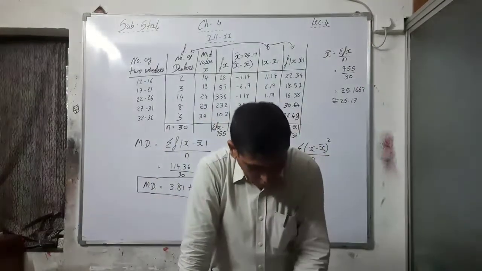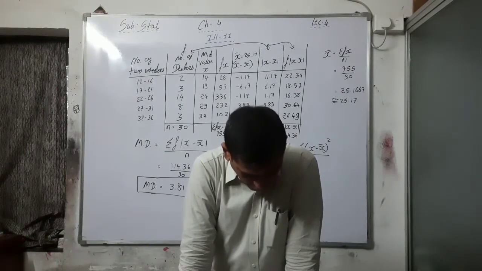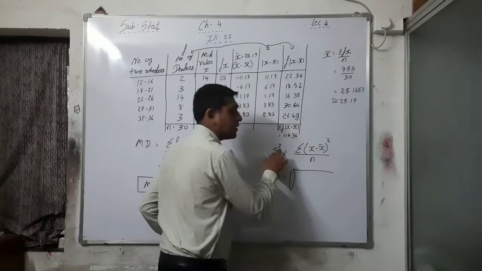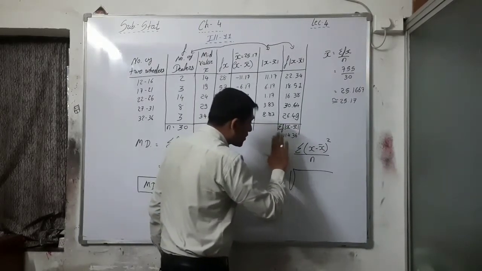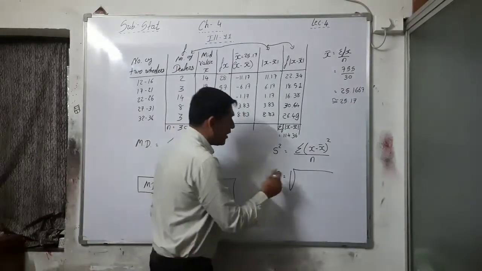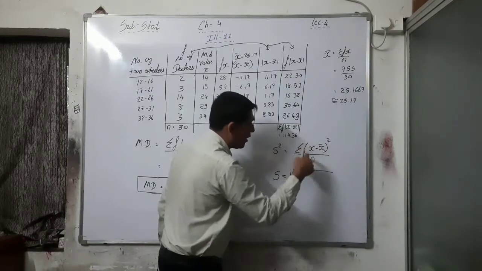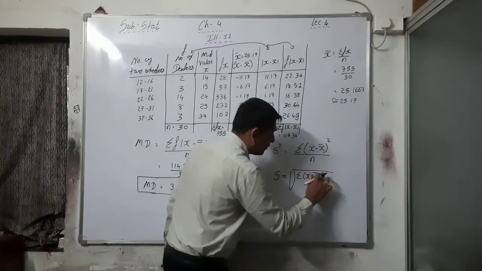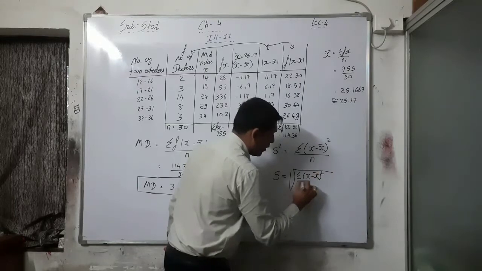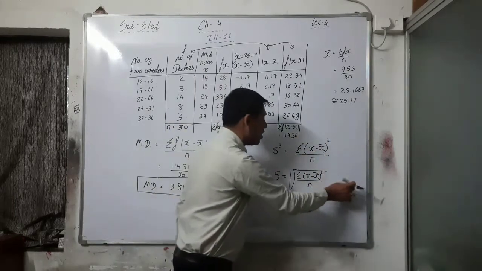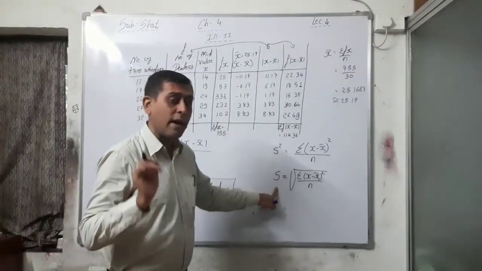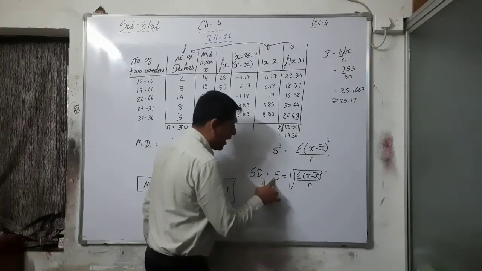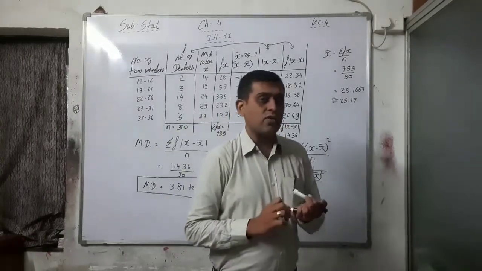The positive square root of the variance is called the standard deviation. It is denoted by S. So the formula for standard deviation: the square is there, and to remove that square we take the root of all the values. So S equals the square root of sigma (x minus x bar) whole square upon n. This is the formula for standard deviation, denoted by S, or SD.